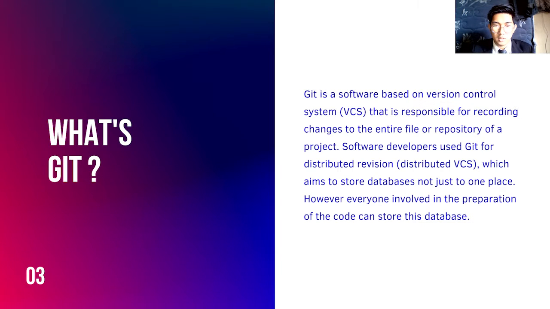Okay, what is Git? Git is a software based on a version control system that is responsible for recording changes to the entire file or repository of a project. Software developers use Git for distributed revision, which aims to store the database not just in one place. However, everyone involved in the preparation of the code can store this database.